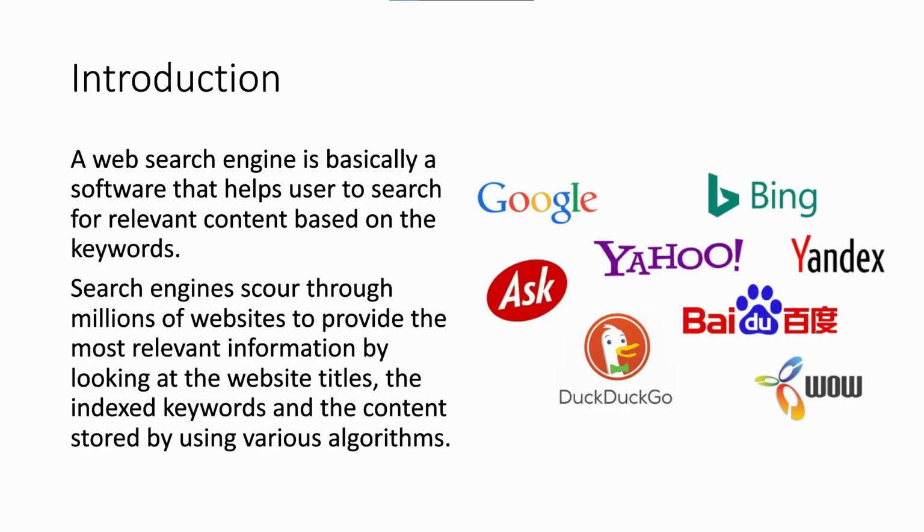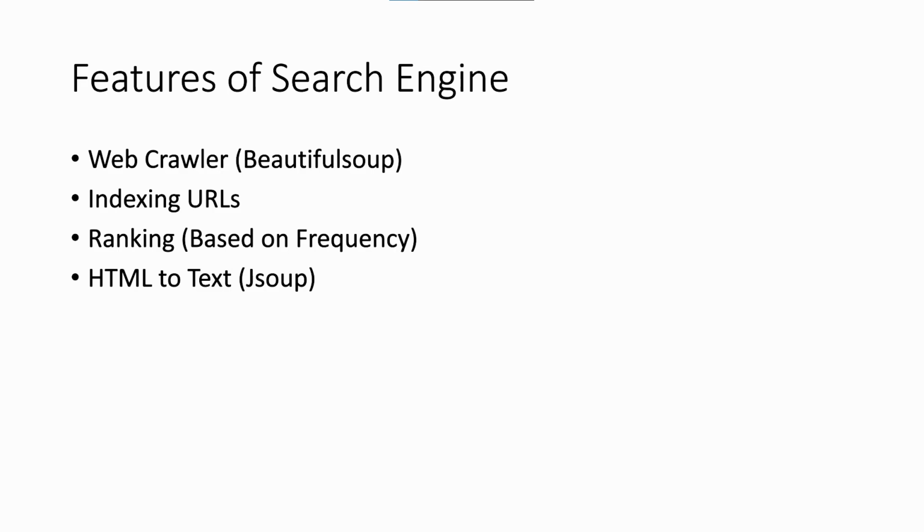So, what exactly is a web search engine? A web search engine is a software or a tool used to find information based on keywords. Search engines parse several thousand URLs to provide relevant search results to the users. Parsing URLs includes scanning the website name, its metadata, content inside the website, etc. As you can see here, we have various types of search engines, the most popular ones being Google, Bing, Yahoo, DuckDuckGo, etc.